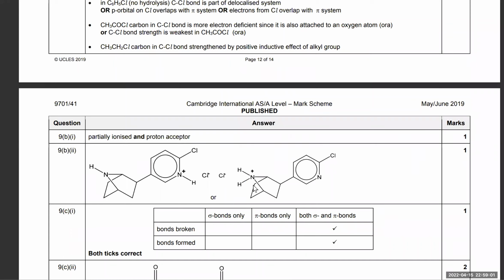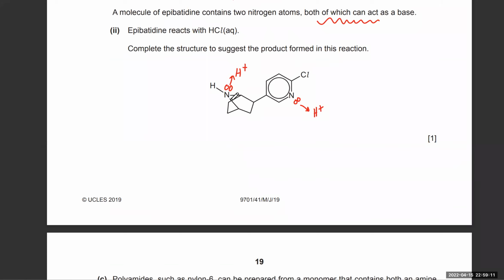Now, can anyone suggest why they've given the option of this one gaining an H plus one or this one gaining an H plus one? What I've done is actually incorrect, but can anyone suggest a reason why this one is incorrect? Why are they saying in the marking scheme that only one of them could accept an H plus one? It's either this one or it's this one. Why not both of them? Any ideas?